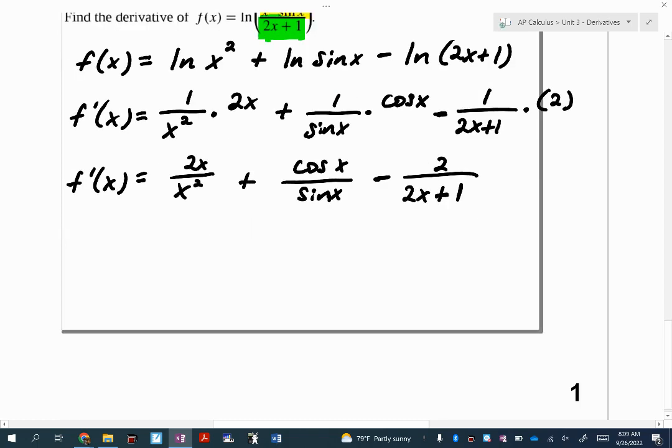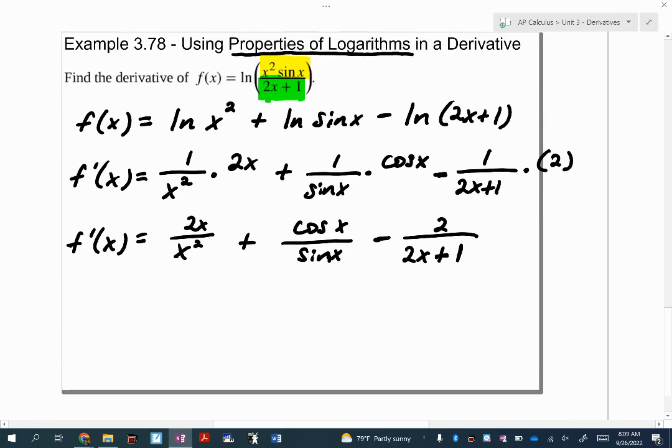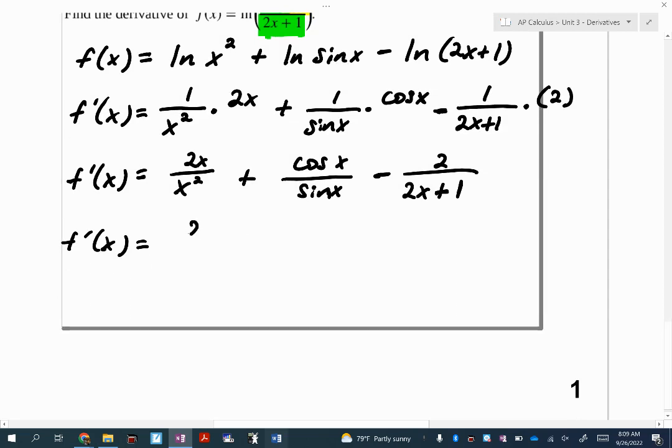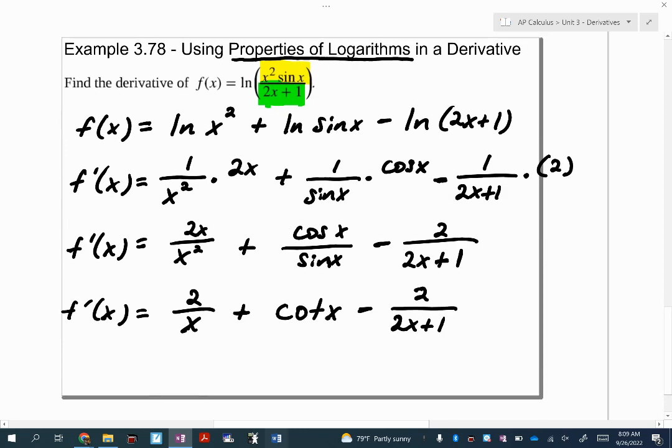I'll go ahead and simplify it one more step. You should be able to keep going if you wanted to, but I'm okay if you just want to leave it like this. Essentially, 2x over x squared is just going to be 2 over x. If you remember from your days in trig, cosine over sine is cotangent of x. If you remember, sine over cosine is tangent, so if you flip that, it's cotangent. And then I'm not going to do anything with this last one. That's just going to say minus 2 over 2x plus 1. So that's it for expanding first using your properties and then making your derivatives of each of those a little bit simpler to do.